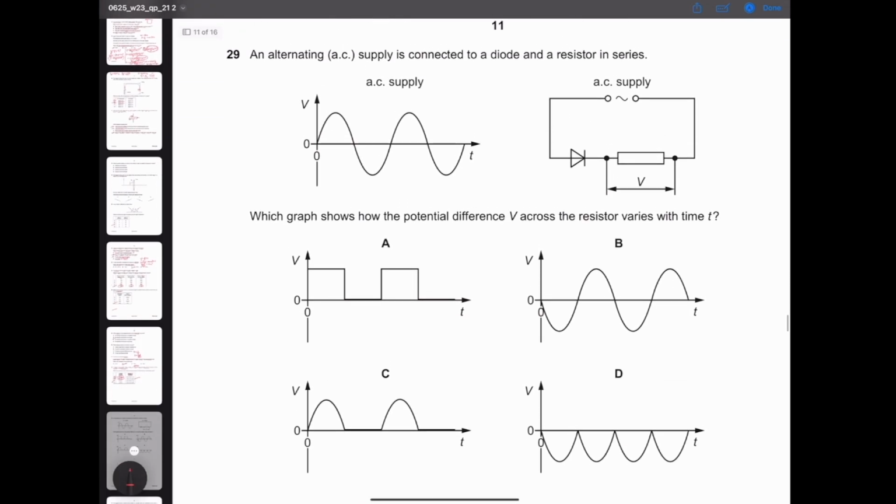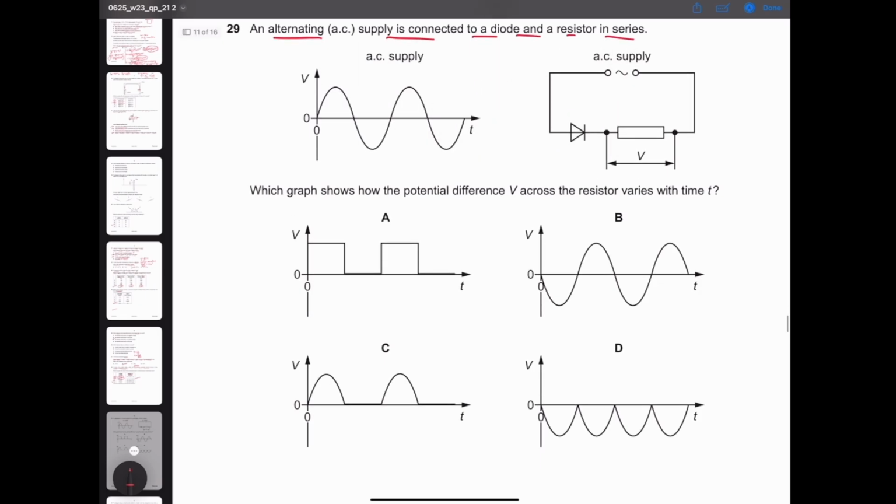Question 29. An alternating current supply is connected to a diode and a resistor in series. Alright. The alternating current supply is this. This is an AC generator graph, alternating current. Which graph shows how the potential difference V across a resistor varies with time t? Now see, just think about it. Alternating current supply means that current will keep on reversing its direction according to the frequency. So let's say, first of all, the current goes to the left like this. Alright. So the direction of diode and the current is aligning, so it will allow the current to pass through. So it will go.